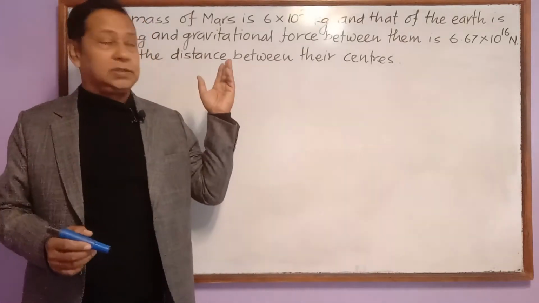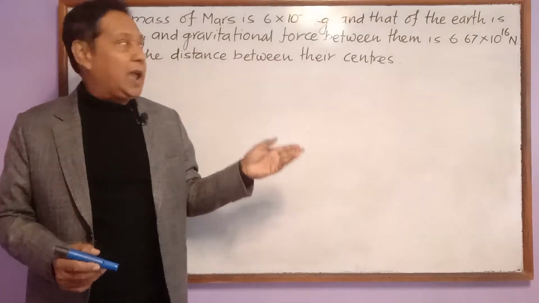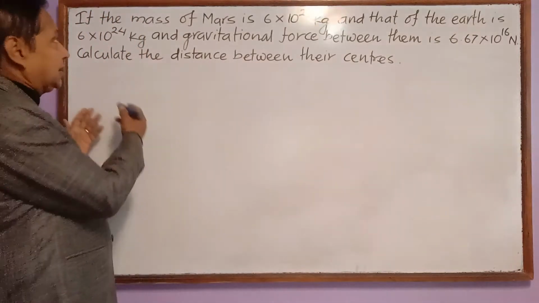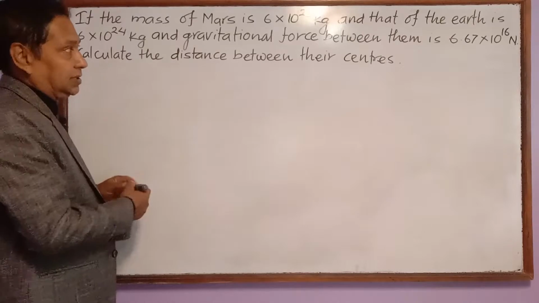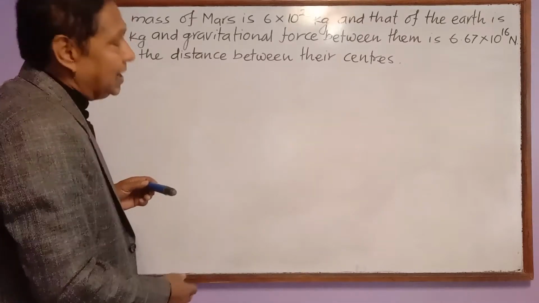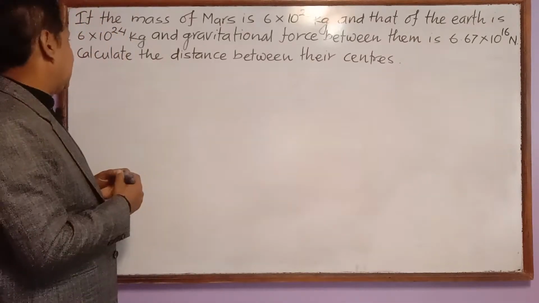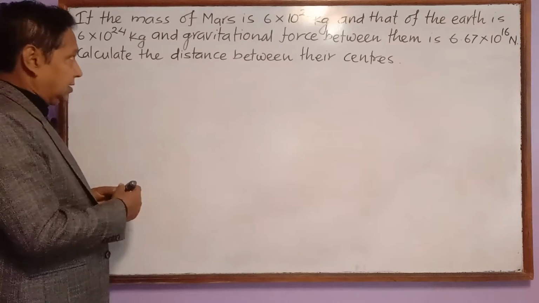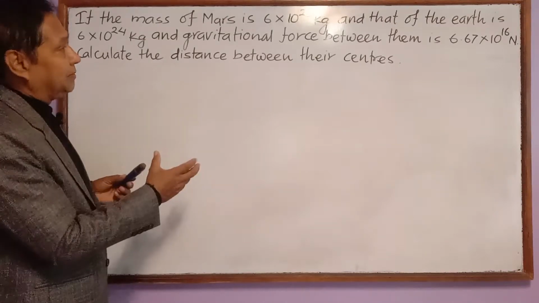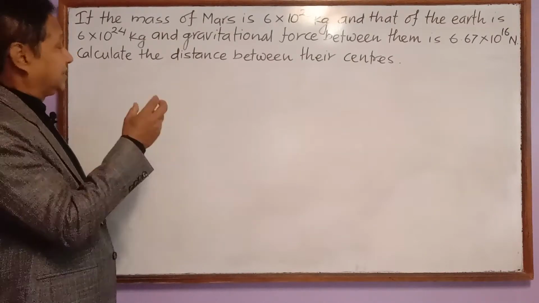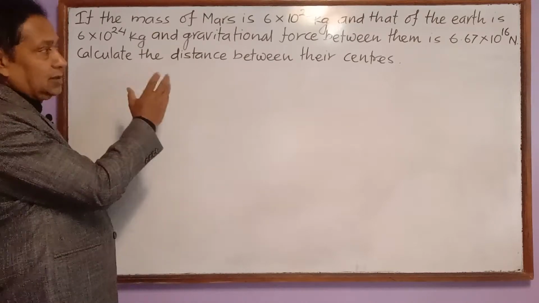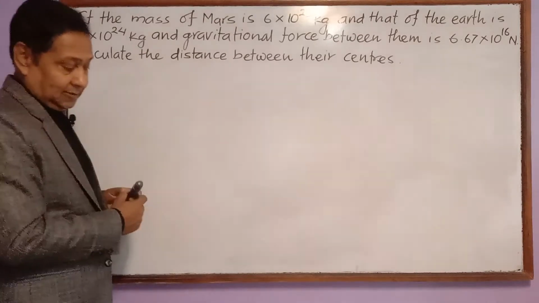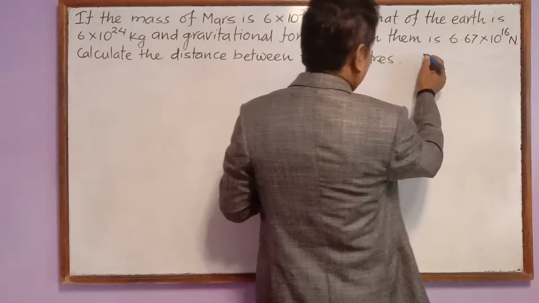I want to solve this numerical problem for you. If the mass of Mars is 6 into 10 to the power 23 kg and that of the Earth is 6 into 10 to the power 24 kg, and the gravitational force between them is 6.67 into 10 to the power 16 Newton, calculate the distance between their centers. It means one of the mass is given.